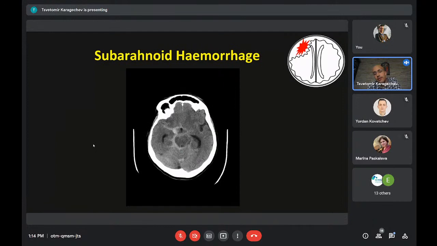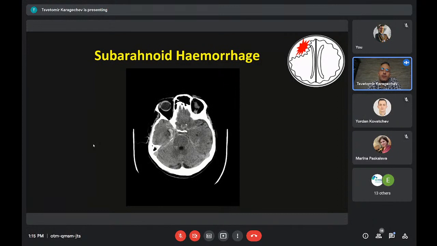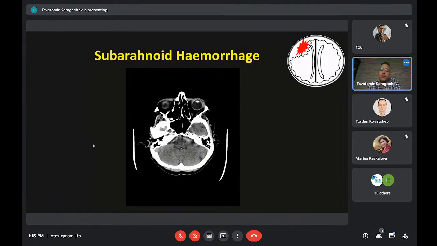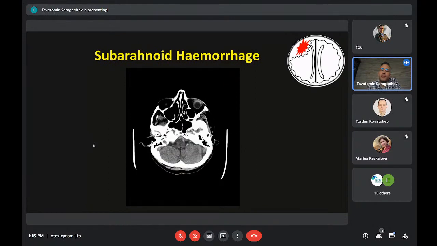We continue down, and we see this. So hyperdensities that are filling the basal cisterns, exactly where the circle of Willis lives. Maybe a small developing hydrocephalus. It's really normal in subarachnoid hemorrhage to get hydrocephalus. It's an important thing to be reviewed. And also infratentorial in the CSF spaces.